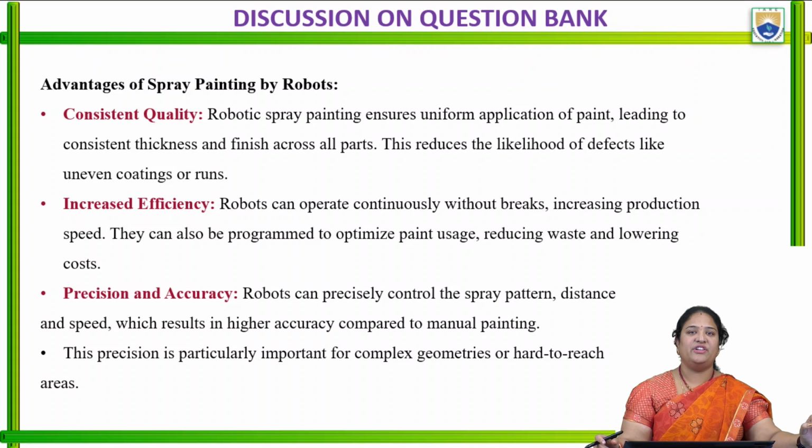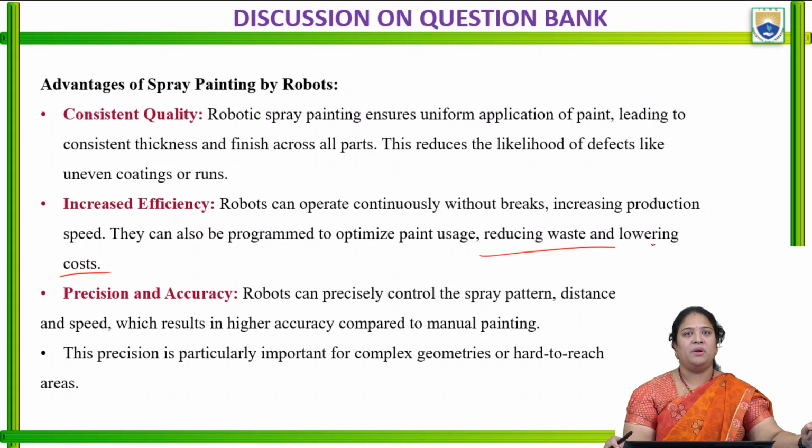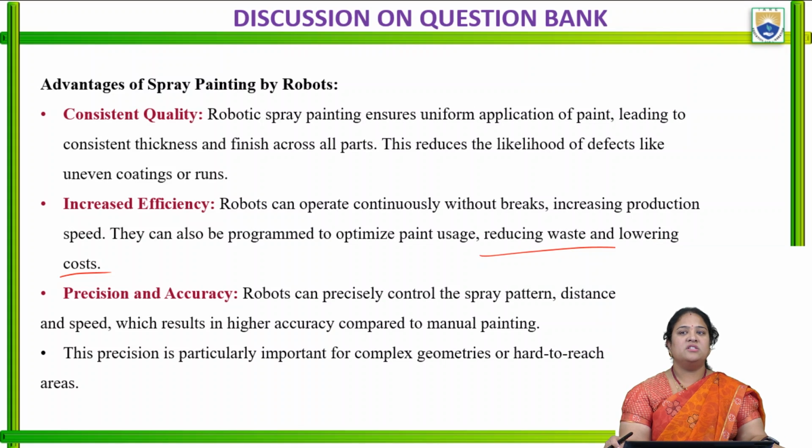Next is increased efficiency. When we use a robot for this operation, it is a continuous process without any breaks, which gives us increased production speed. Not only that, the program is given to optimize paint usage, which reduces wastage and lowers the cost. With a robotic spray painting system, both the cost and the wastage are reduced.